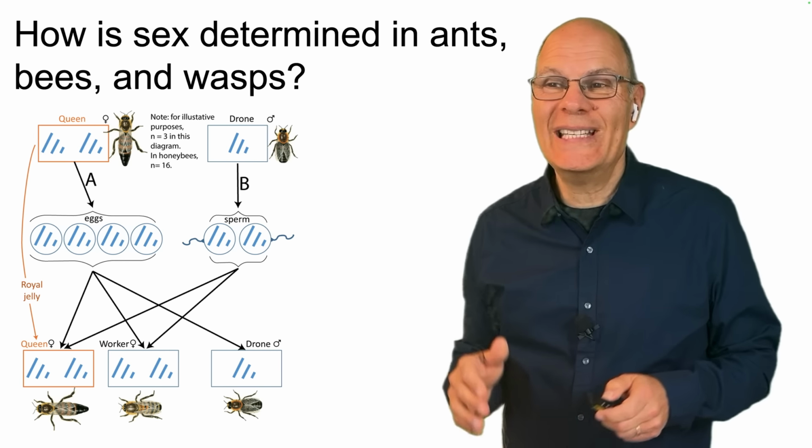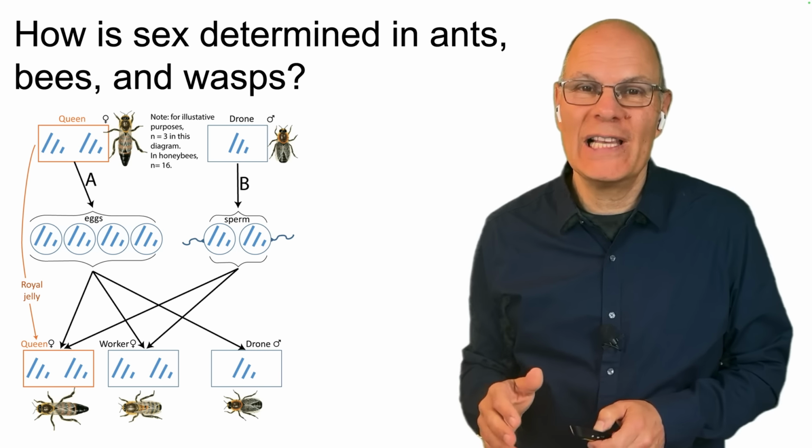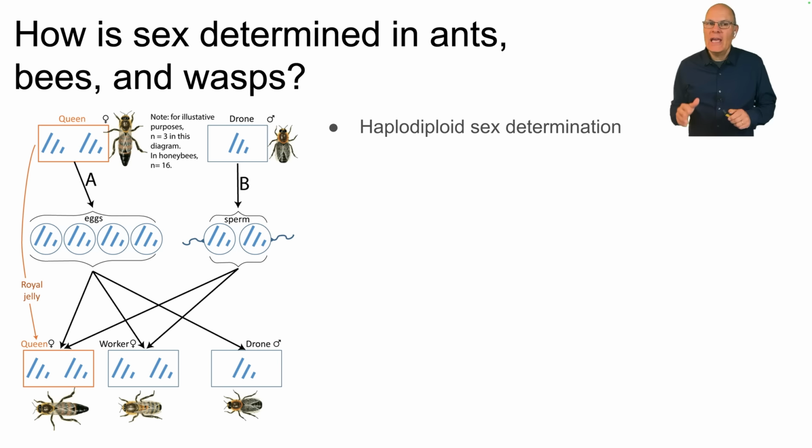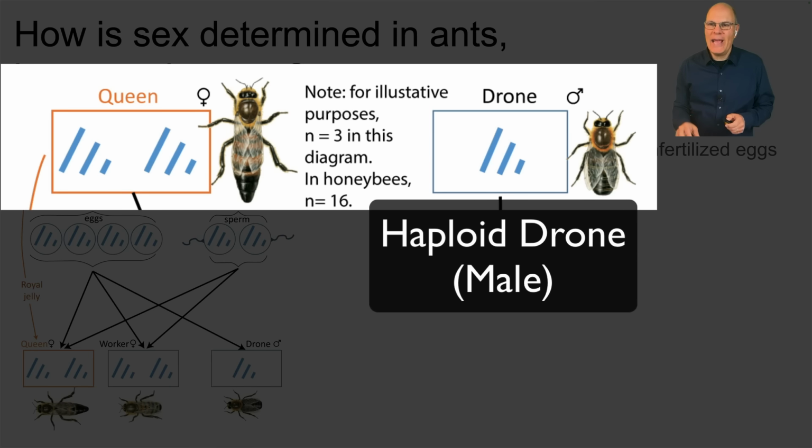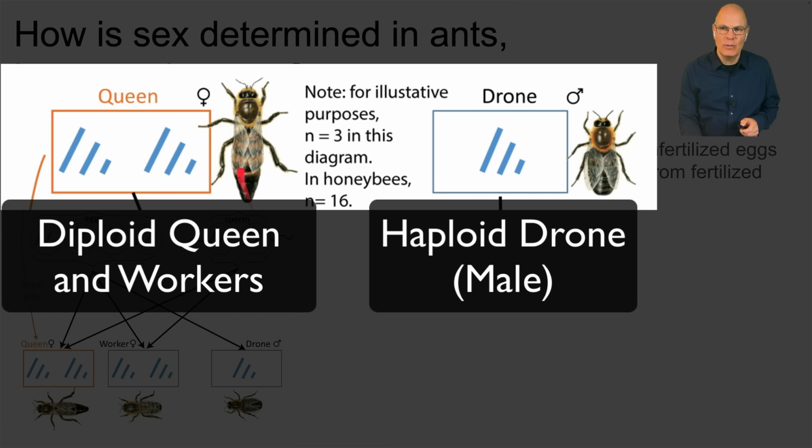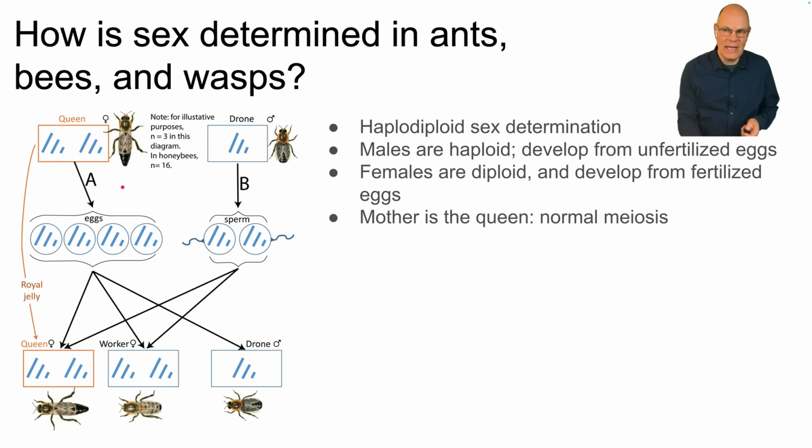How is sex determined in ants, bees, and wasps? This is completely mind-blowing. It's a system that's called haplodiploid sex determination, or haplodiploidy. The males are haploid. They develop from unfertilized eggs. So here's a male here, haploid. The females, which include the queen and all of the workers, are all diploid, and they develop from fertilized eggs.